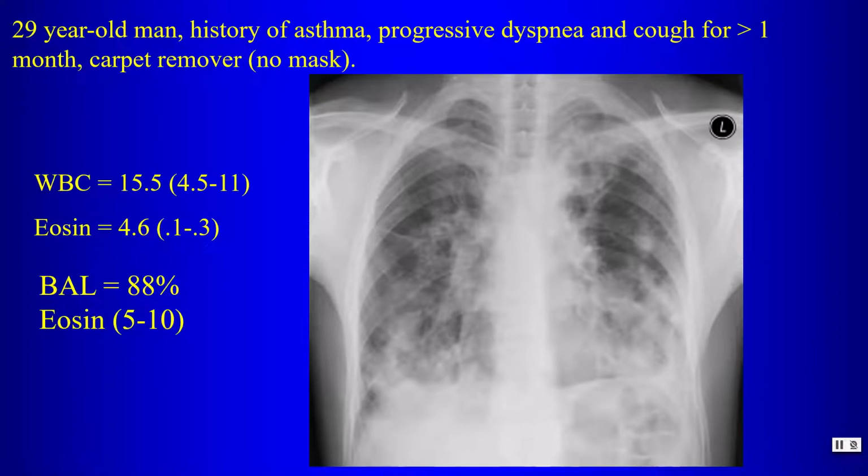And here's such a case where we had a 29-year-old man with a history of asthma, progressive cough, and shortness of breath, and he had some history of working with carpets without a mask. You can see his white count was elevated, his eosinophil count was elevated, and the eosinophil count was also elevated within the bronchoalveolar lavage fluid, 88%, when normal should be about 5 to 10%.